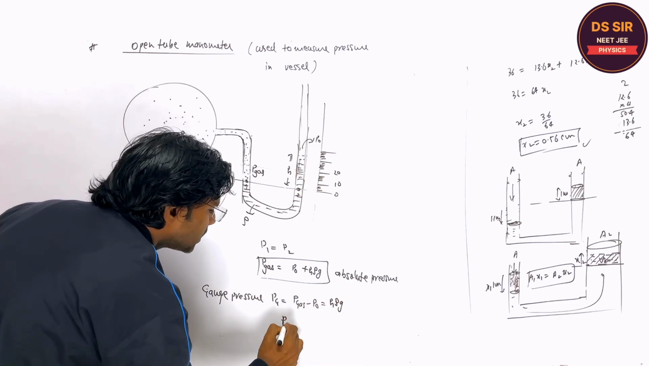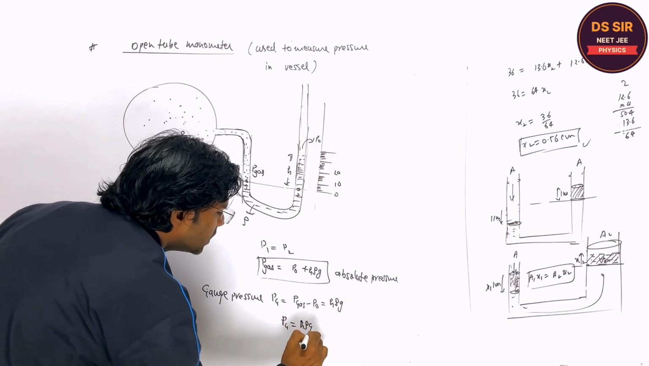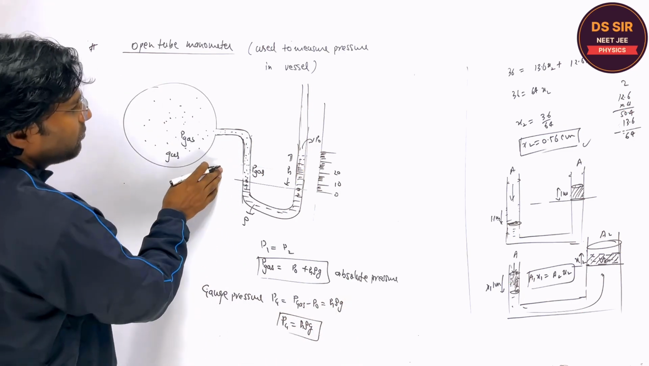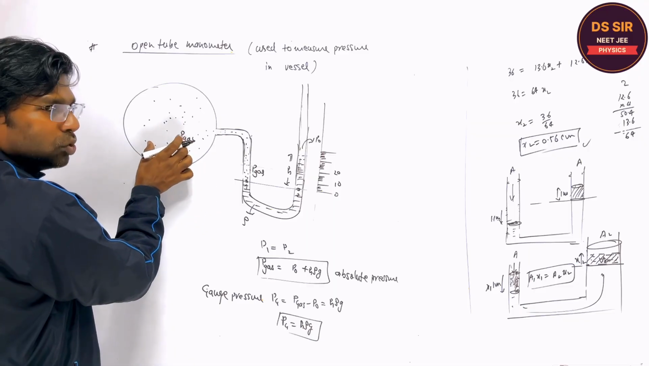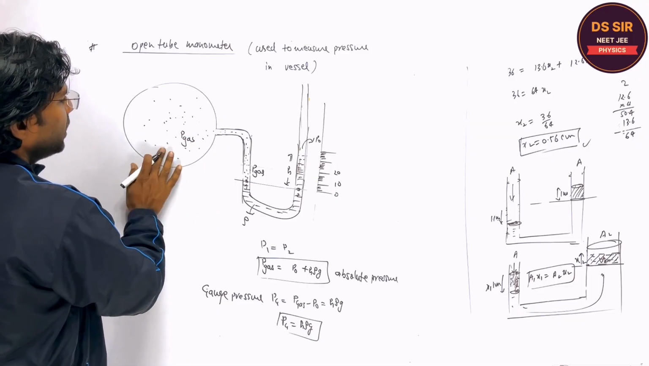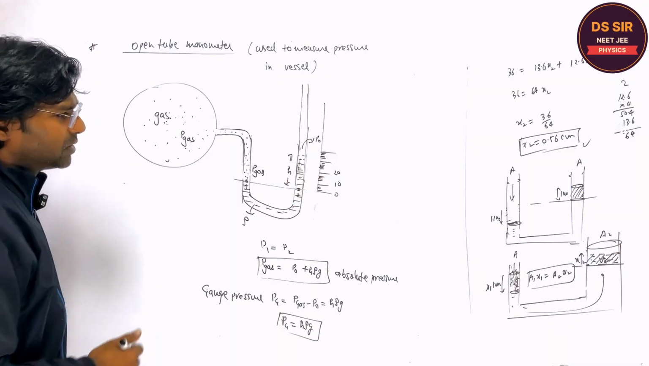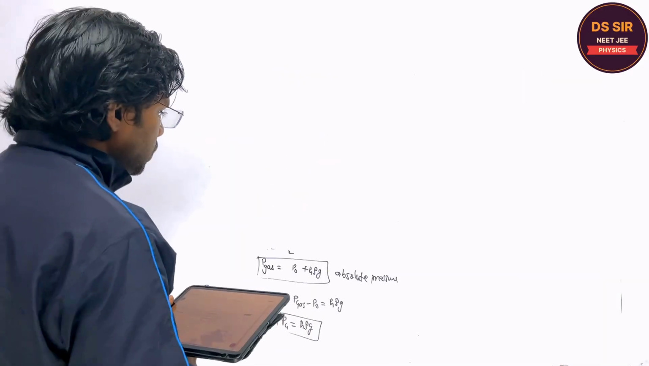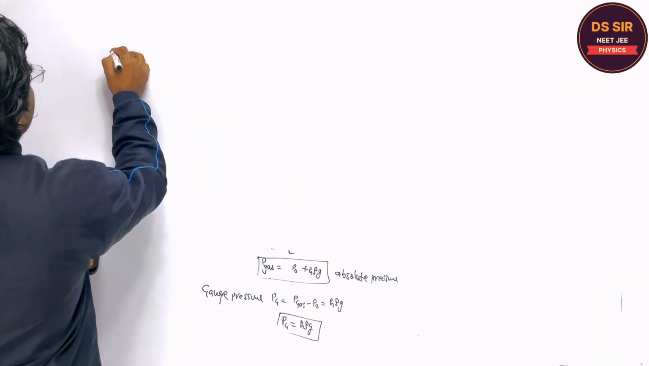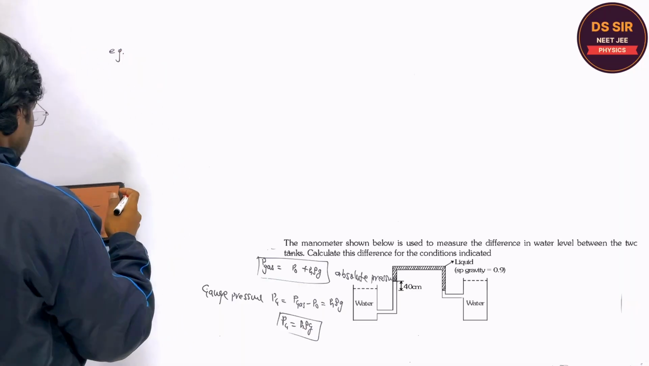So the gauge pressure is h rho g, right? In this way you can measure the pressure of the gas chamber. Is it clear or not? Copy this. Okay, so in this question, this is the illustration.